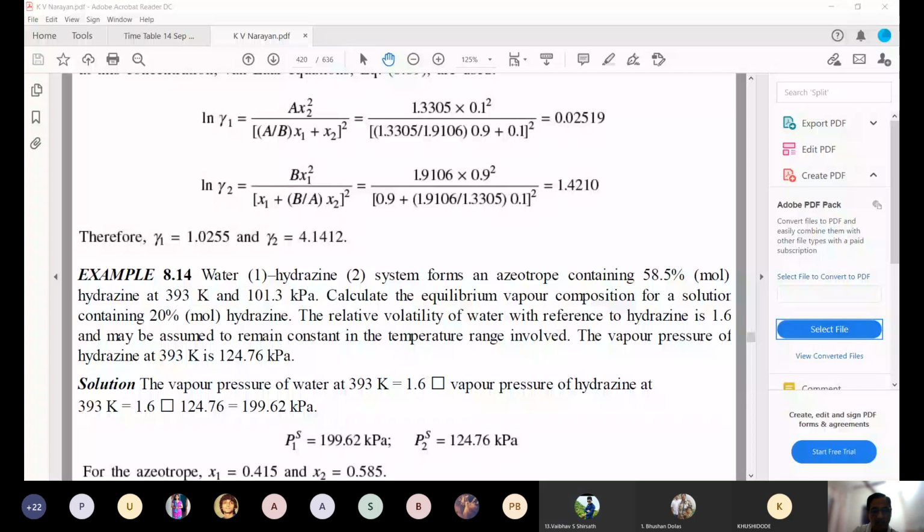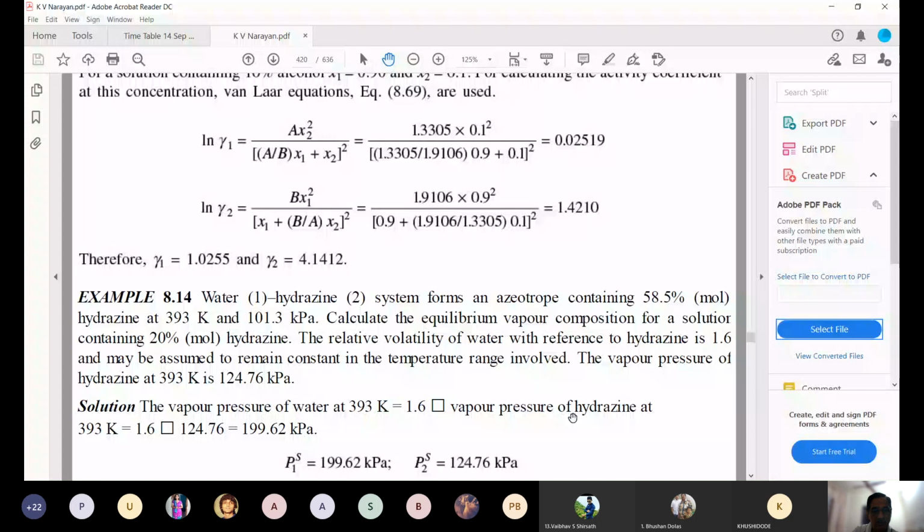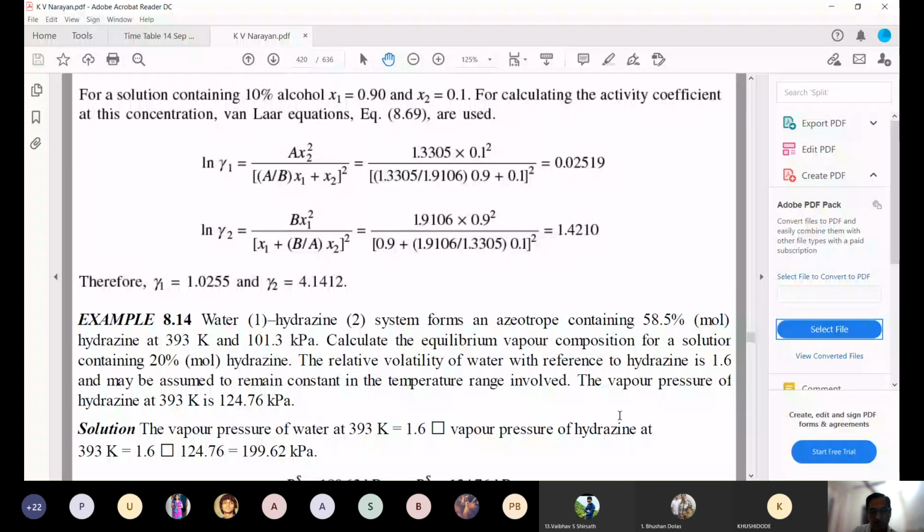Good. You solved it, so you understood it, right? So ultimately, relative volatility is nothing but alpha. What is the definition of alpha? P1S upon P2S. P1S is what? More or less volatile component? More volatile, right?